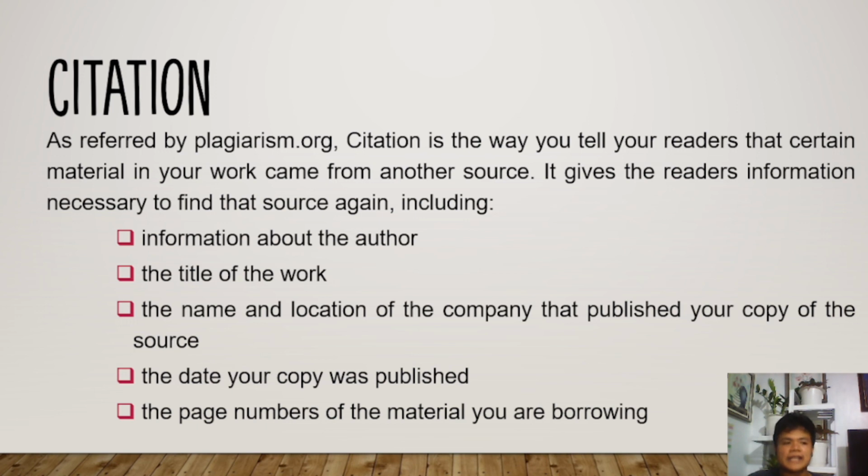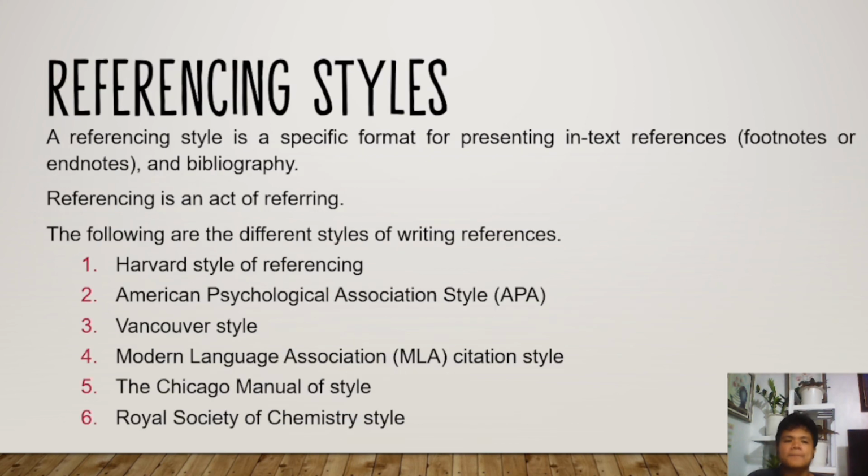So basically, citation is citing all your sources that have been used in writing such a piece, literary or academic. There are different referencing styles. A referencing style is a specific format for presenting in-text references, footnotes or endnotes, and bibliography. This is the style of how we cite and how we create a citation list.